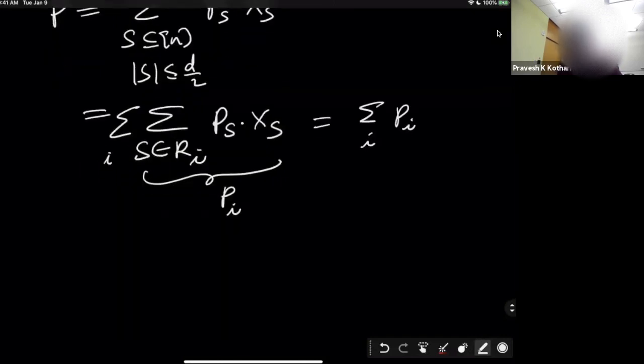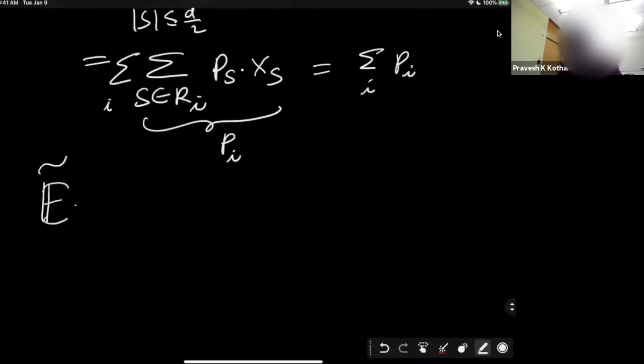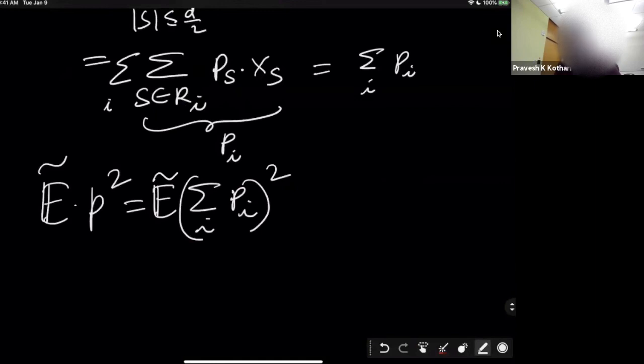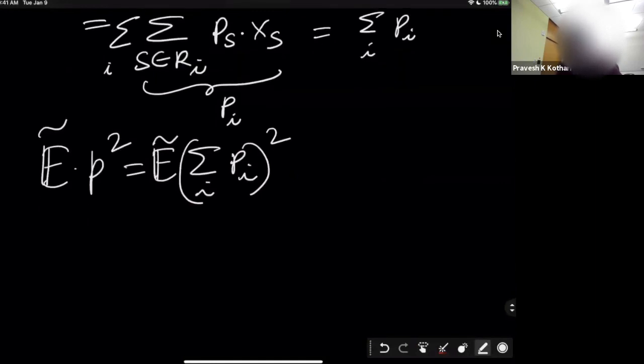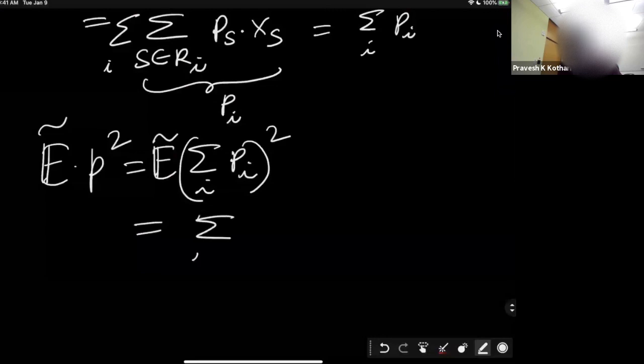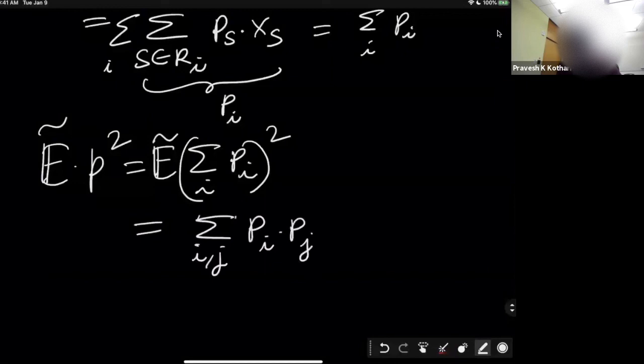Very good. So now let's understand what happens to the pseudo expectation that I give to p square. Well, it's the pseudo expectation that I give to the square of the sum of the p_i's. That's very good. So let's understand what happens now. If I expand the square inside, I get this expression. If i is not equal to j, then what is the pseudo expectation of p_i times p_j? Can somebody unmute themselves and tell me what it should be?